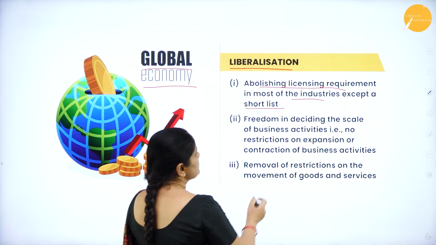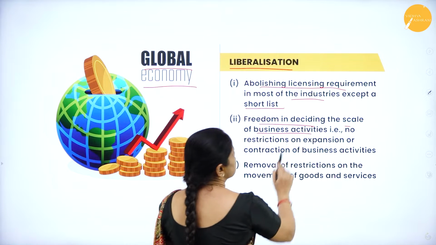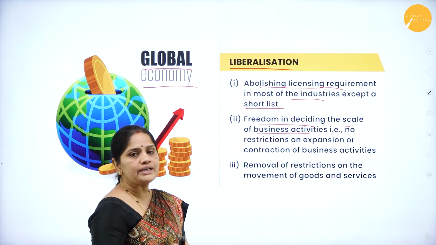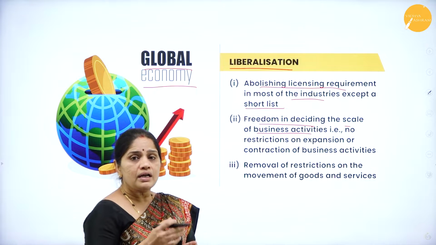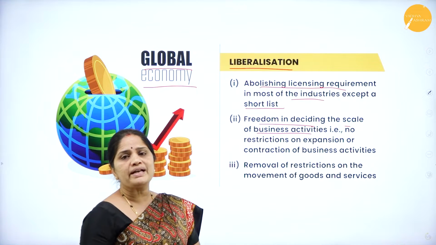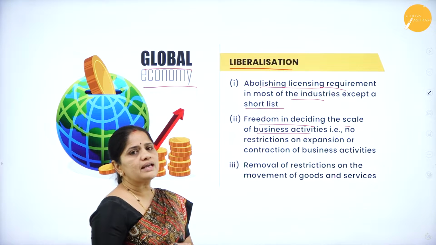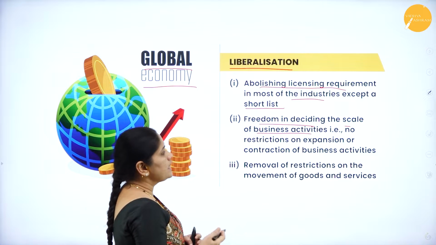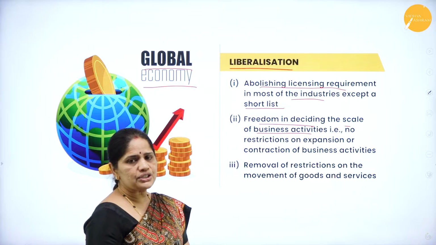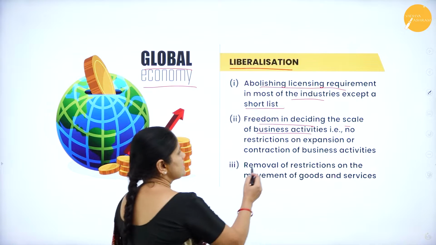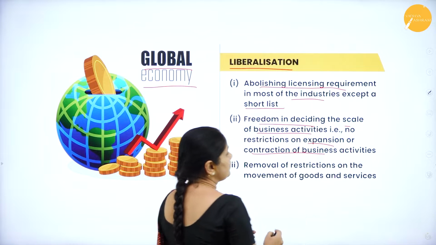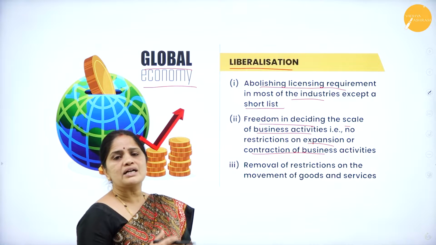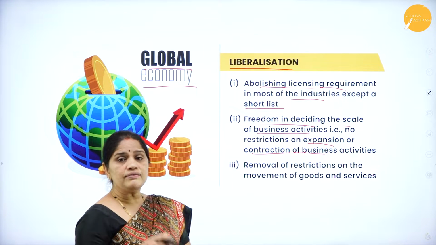The next feature is freedom in deciding the scale of business activity. Before liberalization, even if you wanted to expand the business, you had to take permission from the government for more investment, or to expand on a larger scale. But after liberalization, there was freedom for the business fraternity. There were no restrictions, and he could expand his business as much as possible. Even if he wanted to contract his business, he had to take permission. But all these controls were removed after the introduction of liberalization.